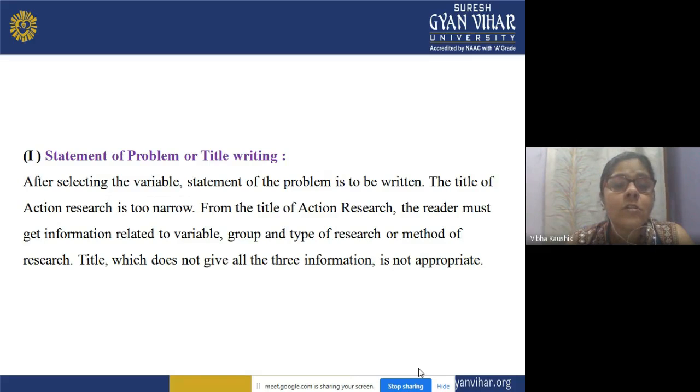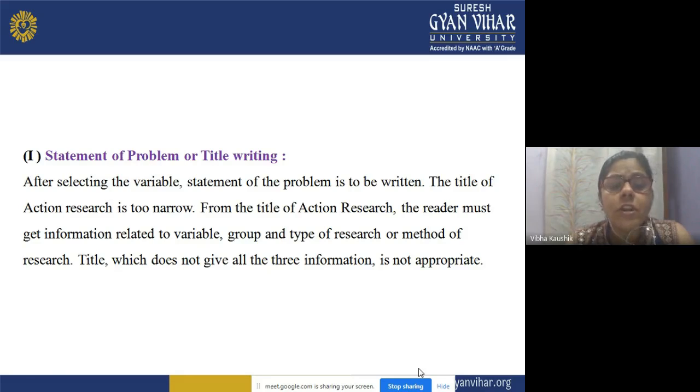The title of action research is too narrow. From the title of action research, the reader must get information related to variables. That is important: as a layman, I read your title, and after reading the title, I must have this information. The information related to the variables. What are the variables of your action research? Group, on which group you are doing your research. Type of research, what is your type of research or method of research, which methodology will you adopt for your research.